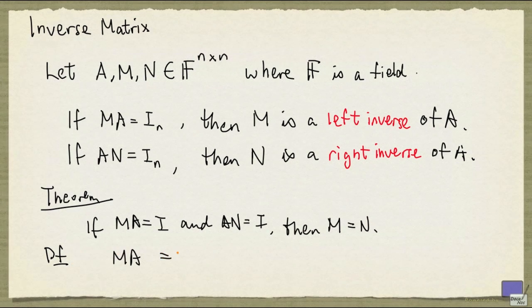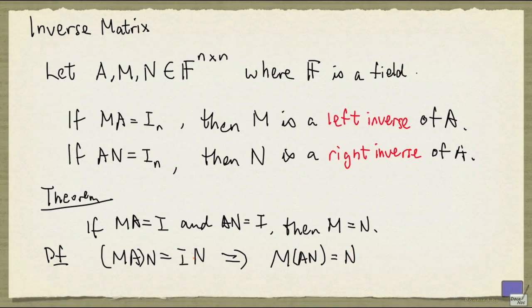Say we start with M times A equal to I, and multiply both sides by N. Using the associativity of matrix multiplication, I can rewrite this as M times A times N equal to N. And now, we know that A times N is the identity matrix, so I get M times I equal to N, and that gives me M equals N. So that's the end of the proof.